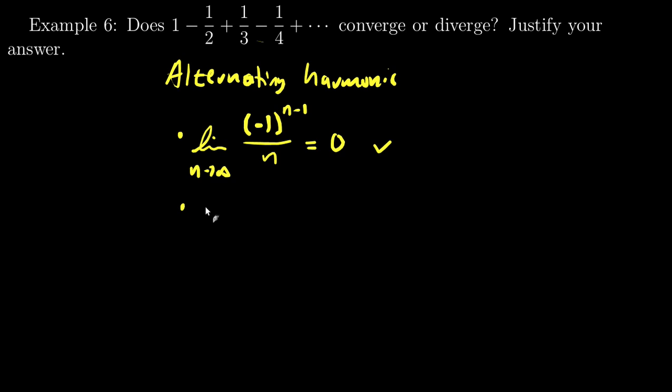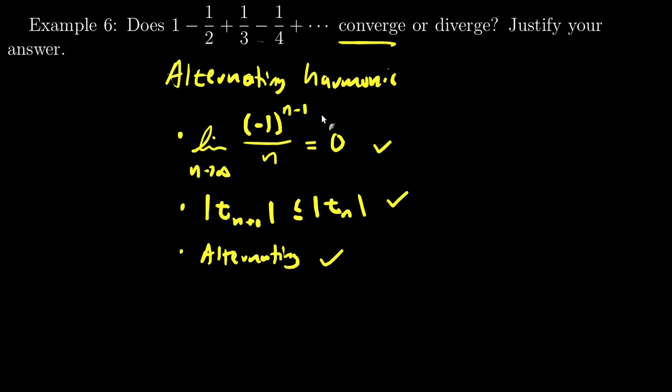Second, the following term has a magnitude less than or equal to the previous term. You see, 1/2 is less than 1. 1/3 is less than 1/2. 1/4 is less than 1/3. Notice I'm not taking into consideration the negative, I'm looking at just the magnitude. So check. And it is alternating, changing signs: positive, negative, positive, negative. This numerator here, a -1 to an exponent, causes that. And because of that, it converges.